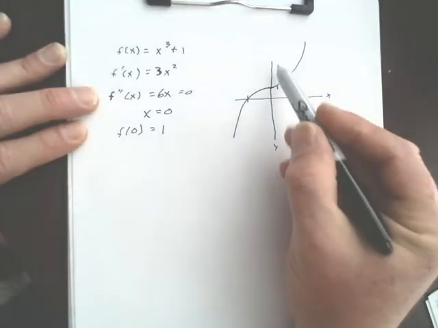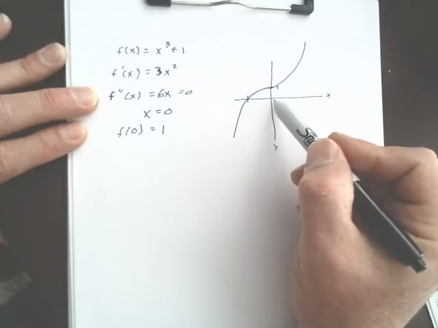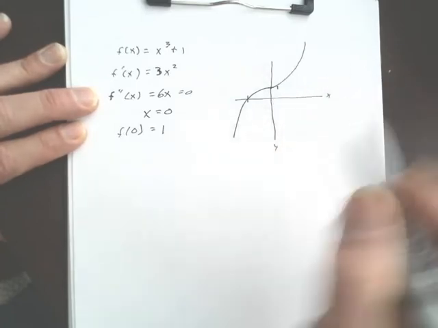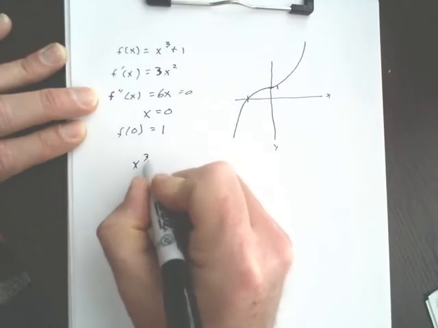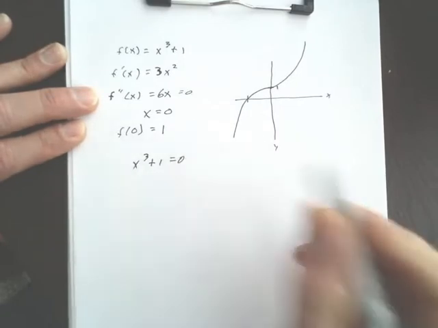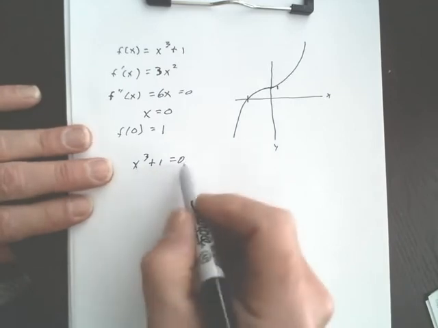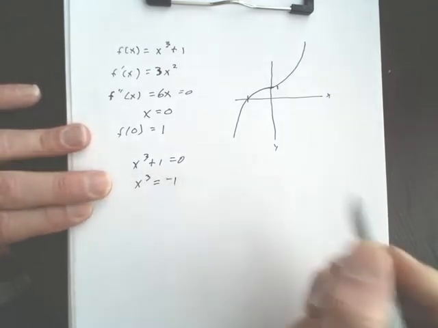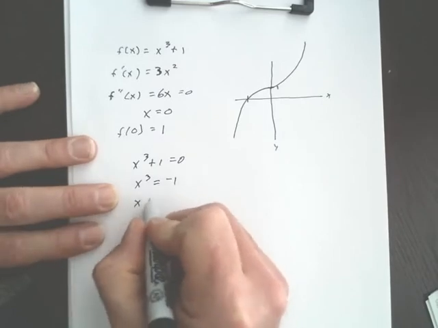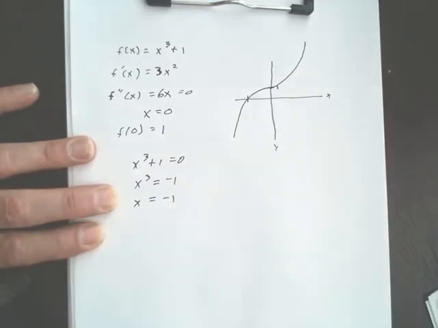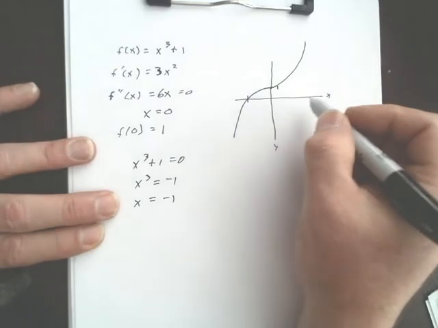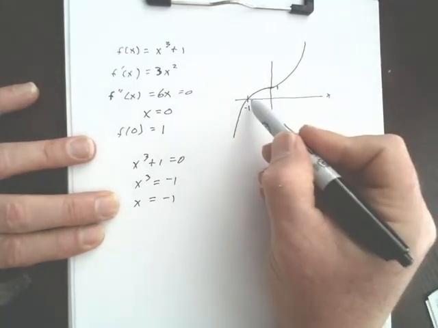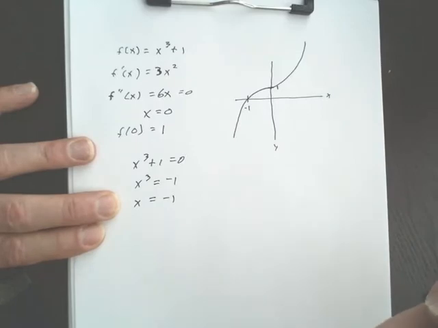And that is where f of x equals 0. Okay, that is where y equals 0. So if we set x cubed plus 1 equal to 0, what do we get? We get x cubed equals negative 1, and then x equals negative 1. Okay, so when y equals 0, x equals negative 1, and that is where it crosses the x-axis.